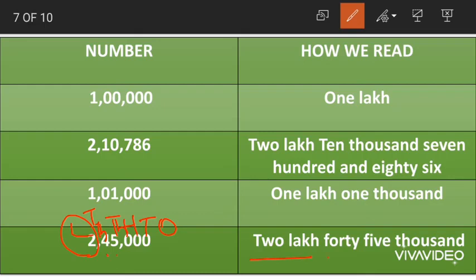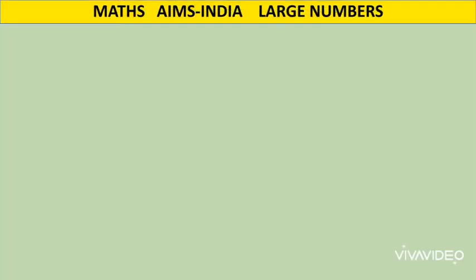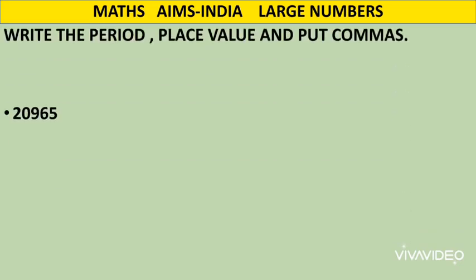45 means 45. It is in the thousands period, so we read it as 45,000, and then the place values of 0 will be 0 only. 2 lakhs 45,000. How do we read this, children? 2 lakhs 45,000. I hope this is clear, because now we'll solve some problems together.